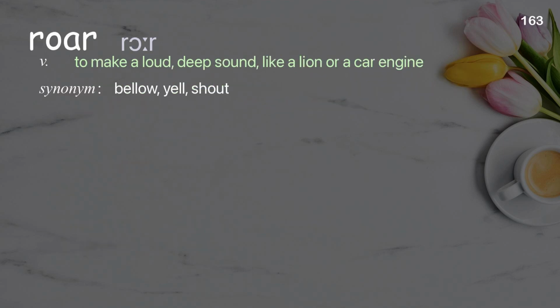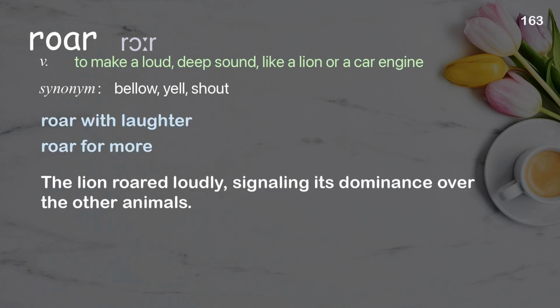Roar. To make a loud, deep sound, like a lion or a car engine. Examples: Roar with laughter. Roar for more. The lion roared loudly, signaling its dominance over the other animals.